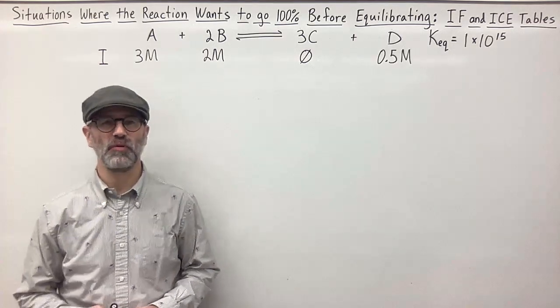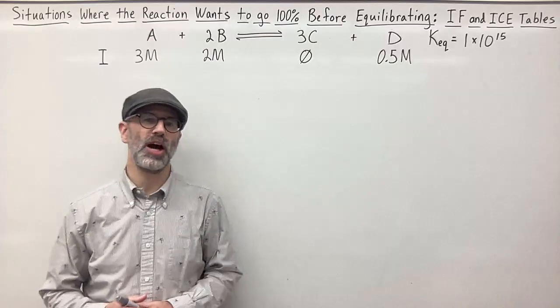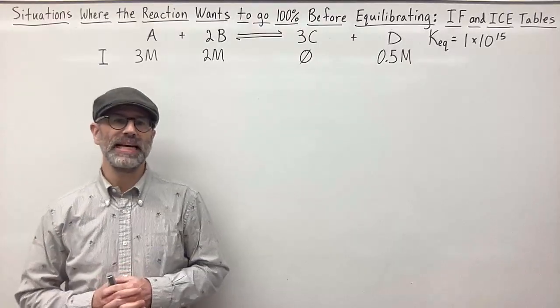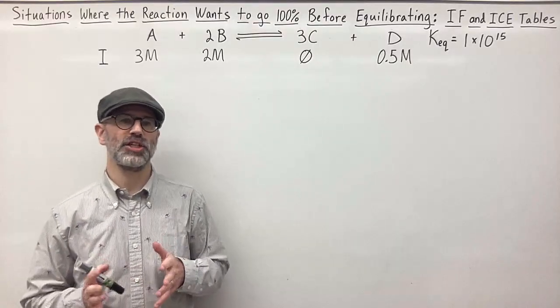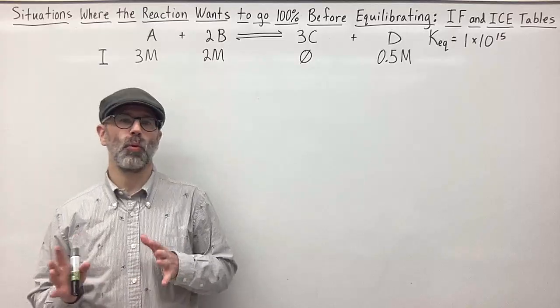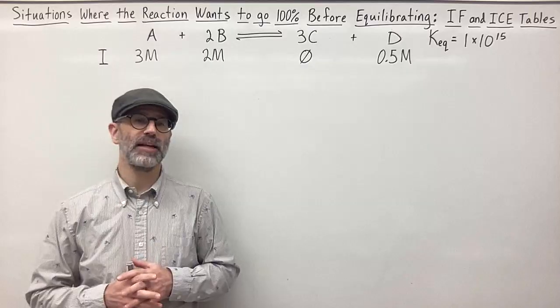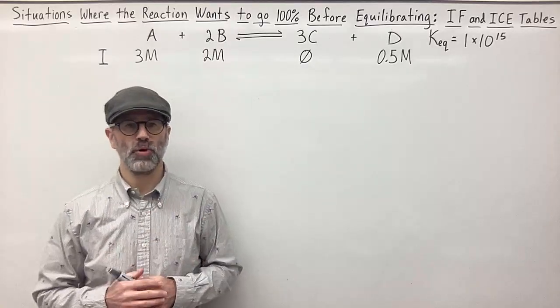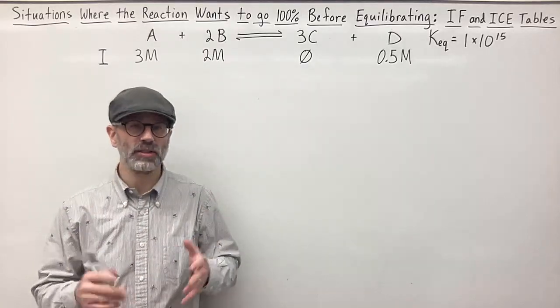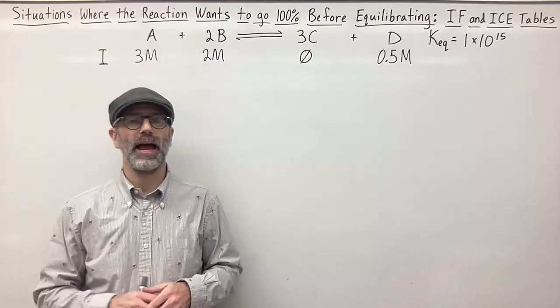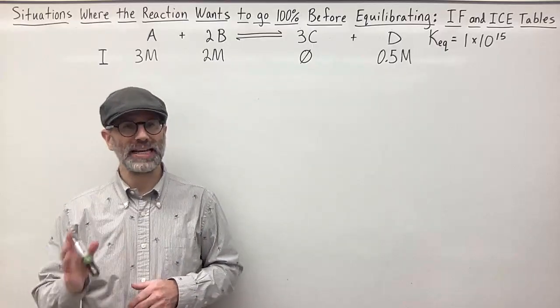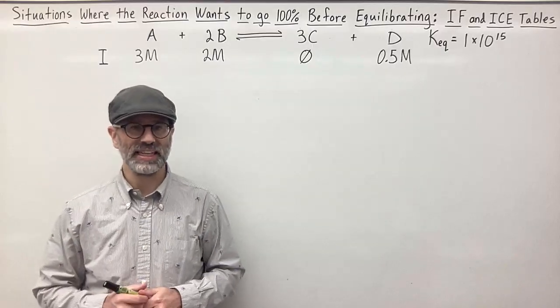My name is Mr. Cobalt, and in this video we're going to be talking about special situations in which it seems like the reaction wants to go to 100% before equilibrating. This is going to be an introduction to what is called an IF and ICE, or ICE tables. So let's get into this.